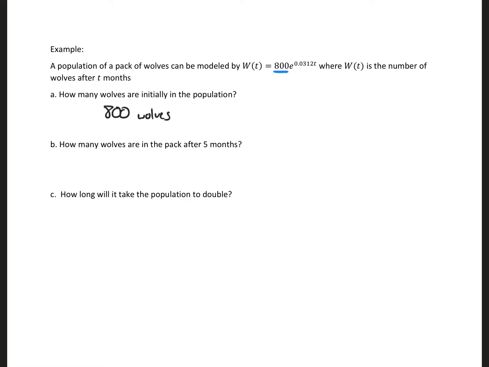How many wolves are in the pack after 5 months? Since t is in months, we're going to need to plug in 5. And if we plug that into our graphing calculator and evaluate, we'll get 935.06. And so I'm going to round that to the nearest wolf. So we're going to have about 936 wolves.